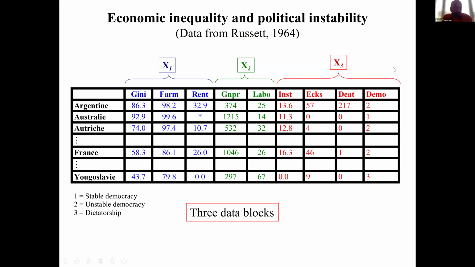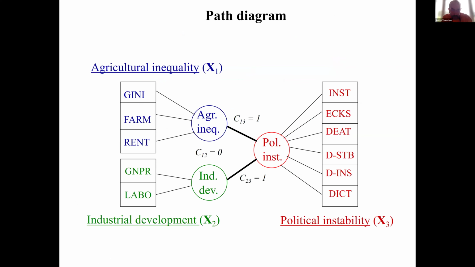And how to understand the relationship between those different concepts. Okay, and in the multi-block literature, what we do is to say, I have three variables for agriculture inequality that are related to the same concept, the concept of agriculture inequality. So Gini, farm, and rent are related to the same thing. So they are discussing the same concept, which is agriculture inequality.